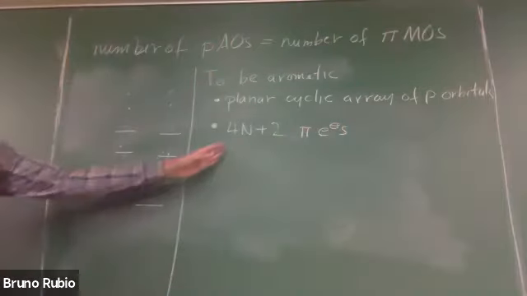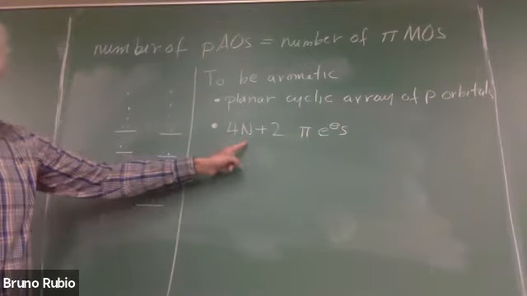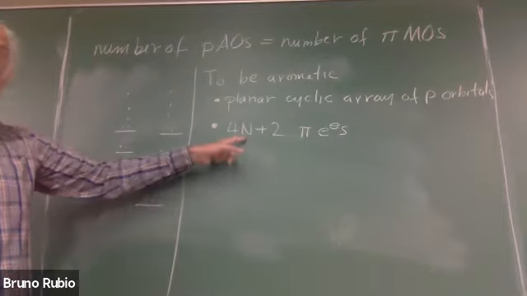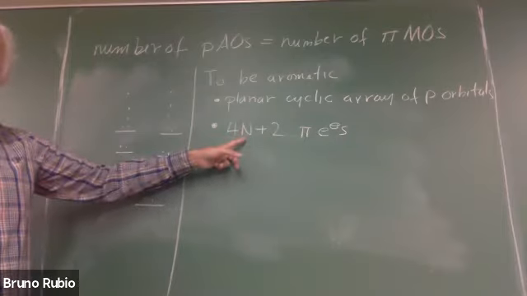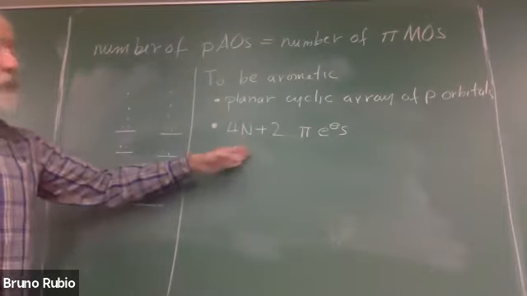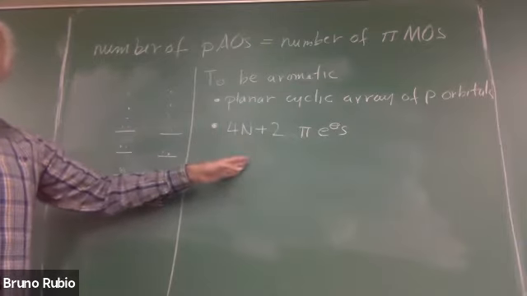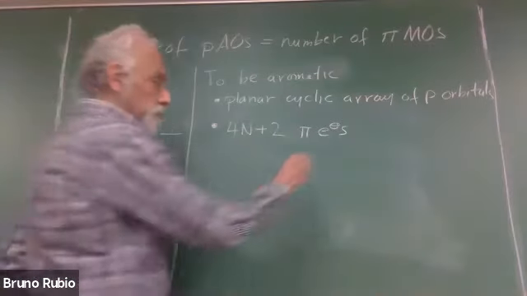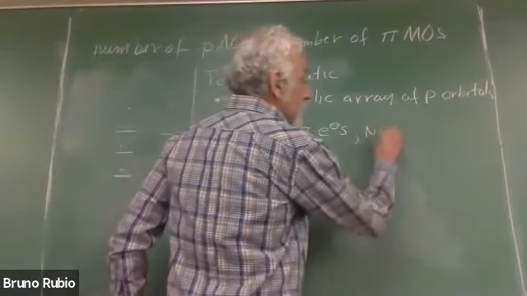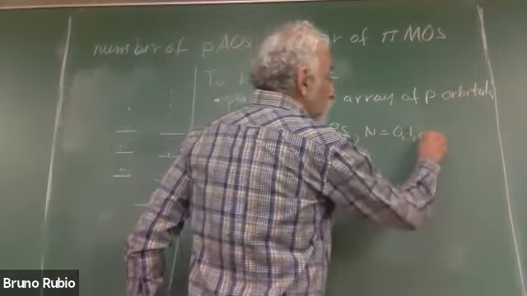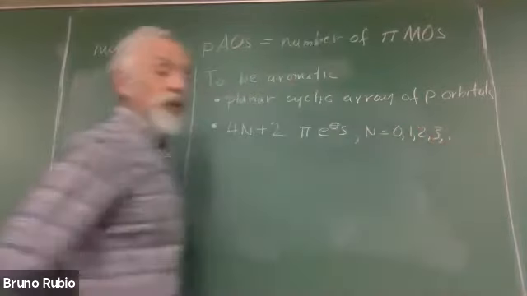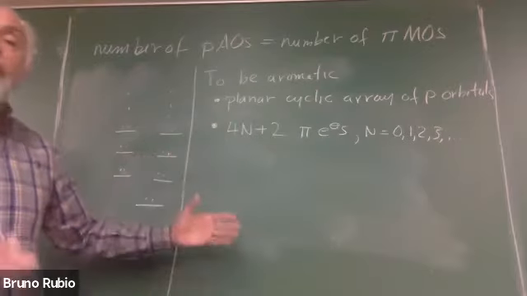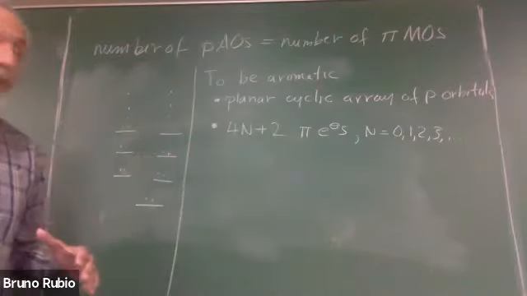Okay, so this formula and this n causes no end of confusion. N is not the number of carbon atoms. N is not the number of double bonds. N is not the number of electrons. N is none of those things. N is an integer that, when you plug into this formula, generates the aromatic magic numbers.